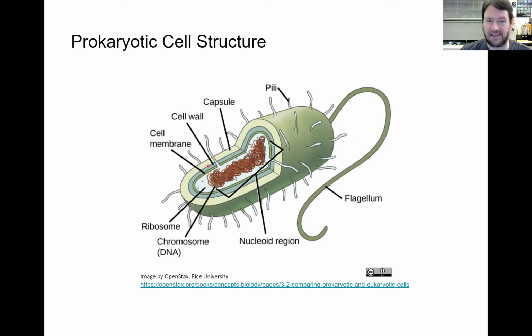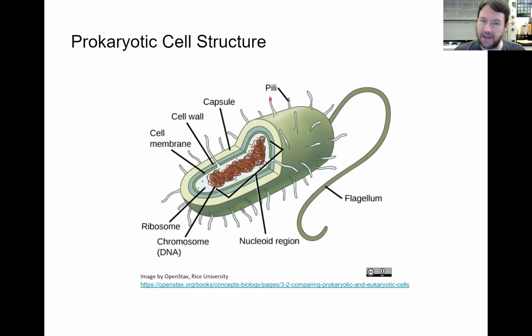Then outside of the cell, they have another structure called the cell wall, which is very rigid and prevents them from bursting open. And then there's also a capsule surrounding that cell wall, which is like another protective layer.